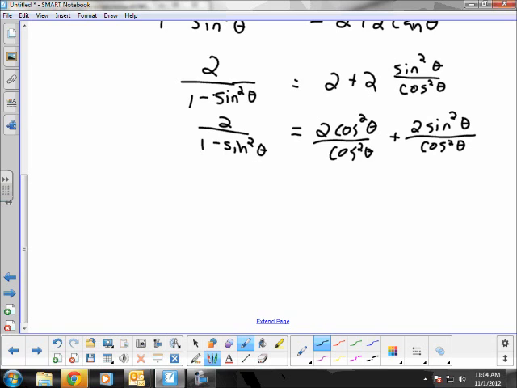What can I do? Put that together. So I have 2 times the cosine squared plus 2 times the sine squared over the cosine squared. Right? Just pull it together. Pull the tops together. Since I got the same denominator, that's why I do that, right?